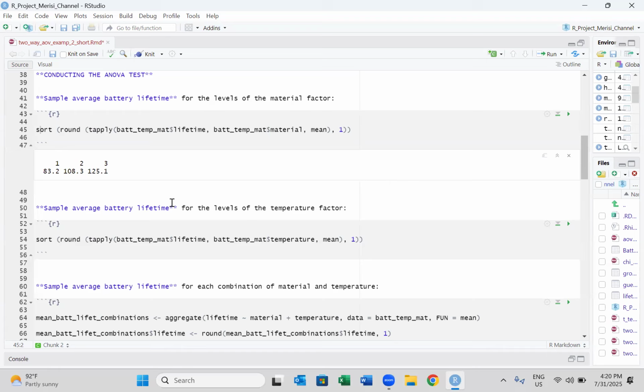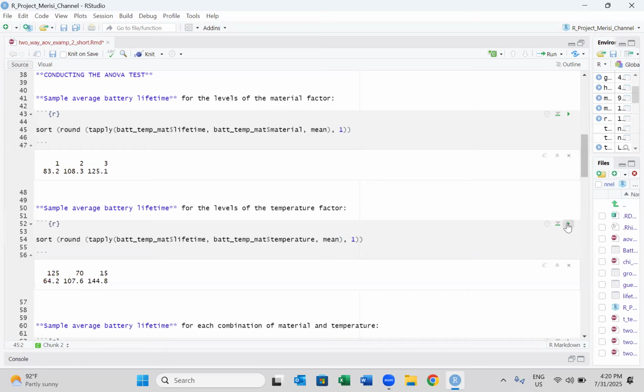All right, so now here I obtained the sample average battery lifetime for the three temperatures, okay? And again, they are different, okay? So the lifetime for each temperature is different, but are they statistically different? Well, if we conclude that they are statistically different, then we can conclude that temperature influences lifetime, okay? And to know if they are statistically different, we need to run the ANOVA analysis, okay? Which we're gonna do in a second.